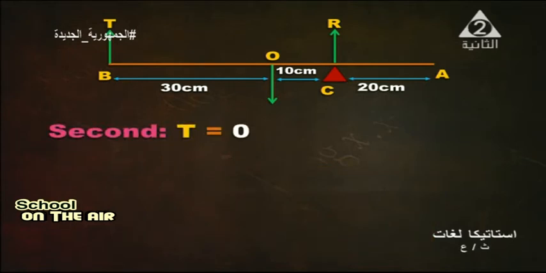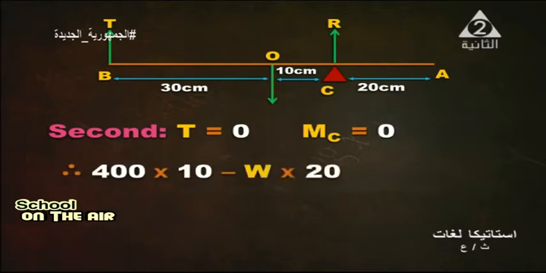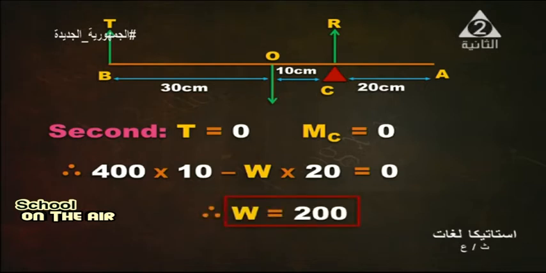After that, when T vanishes, it means T equals 0. Moment about C equals 0. Therefore, we have two forces only: W times 20 and 400 times 10. But 400 times 10 is positive, and W times 20 is negative. Therefore, to calculate the weight, W equals 200.